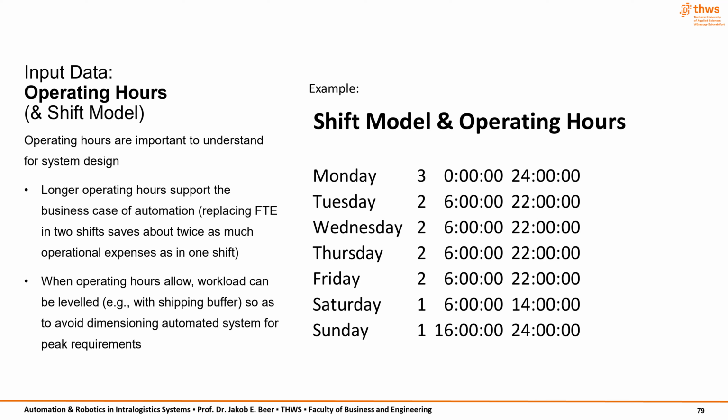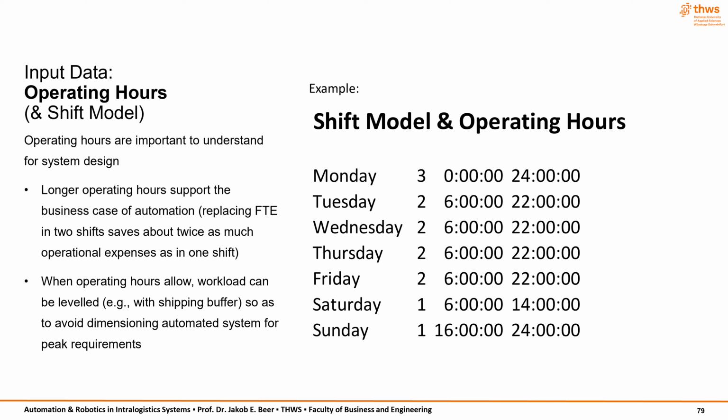Next, let's talk about operating hours and, closely related to that, the shift model. At first glance, this might seem like a simple organizational issue, a human resources matter, but it actually has profound implications for automation and system capacity. Here's the basic principle. The more hours your system operates per day, the more throughput you can achieve with the same technical equipment. In other words, by running your system longer, you spread out the workload. That means you don't need as much peak capacity.